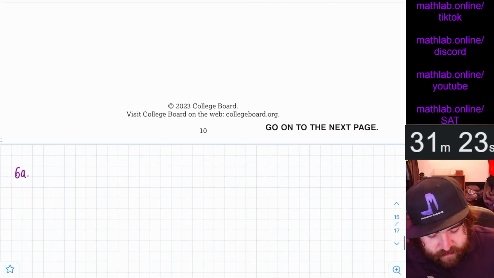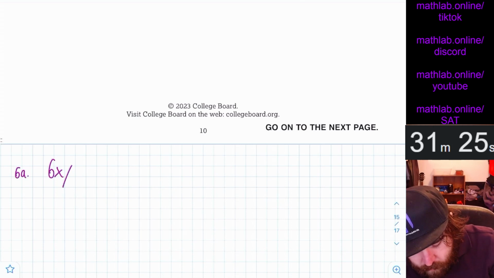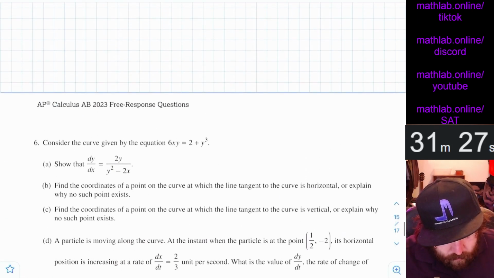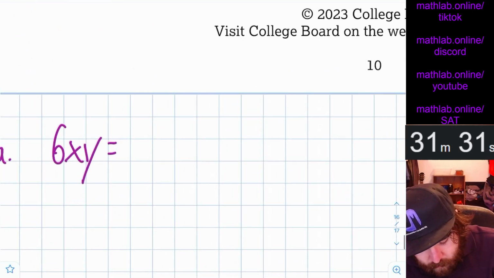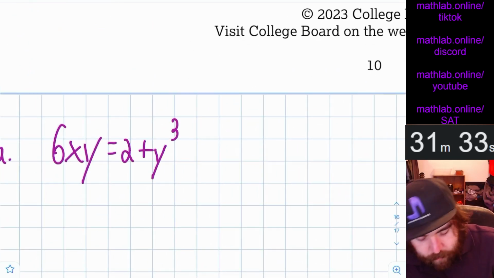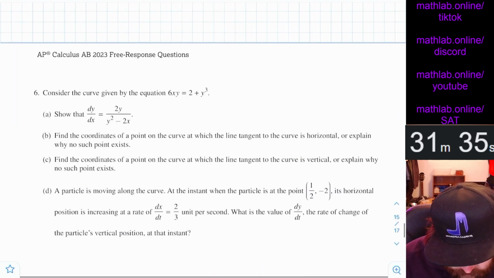Okay. Consider this curve. All right, we got a little differential equations up in this. So let's add a new page and look at 6a. So we've got 6xy equals 2 plus y cubed. And we want to find the differential equation of that to start off.